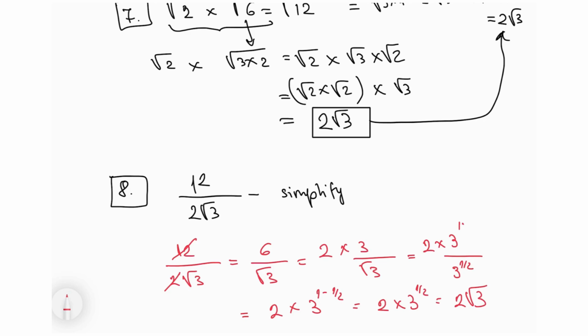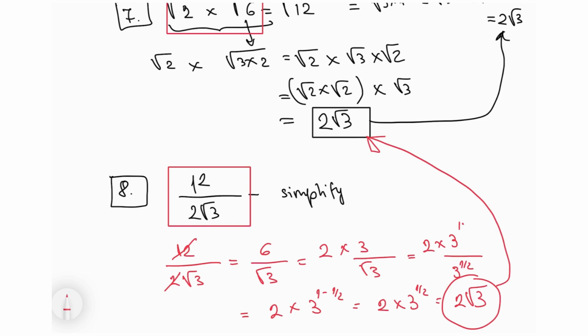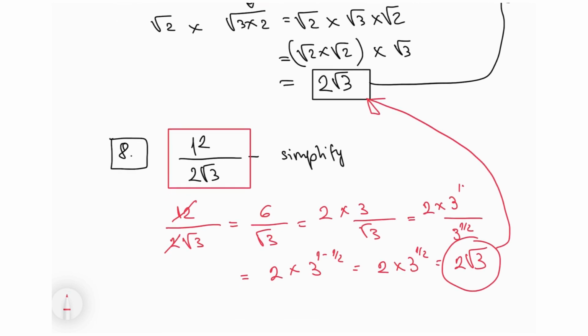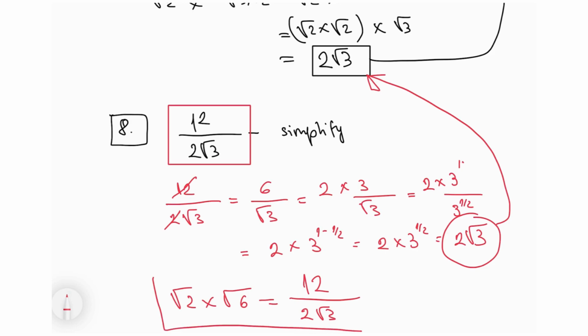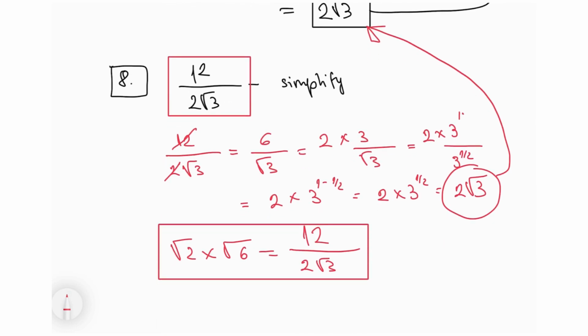So using question 7, if you look at this, and question 8, and using the results, you can, for example, conclude that square root 2 times square root 6 equals 12 over 2 square root 3, which is an interesting thing to see.